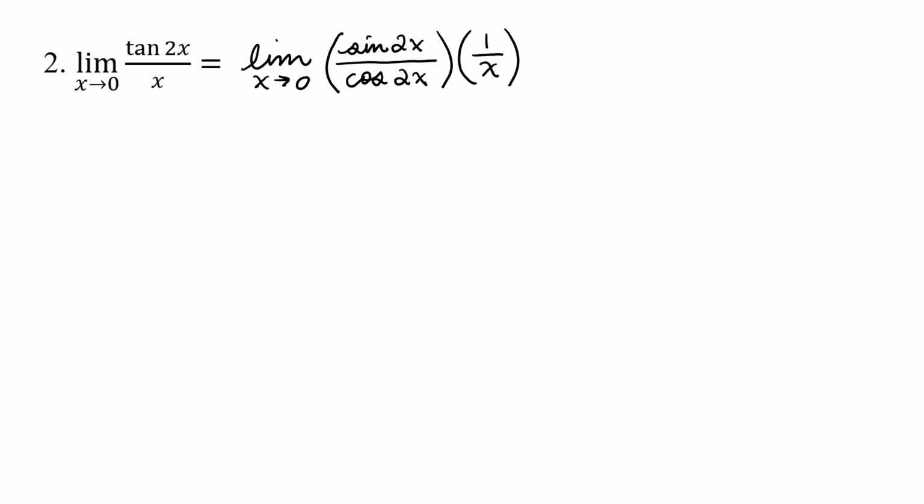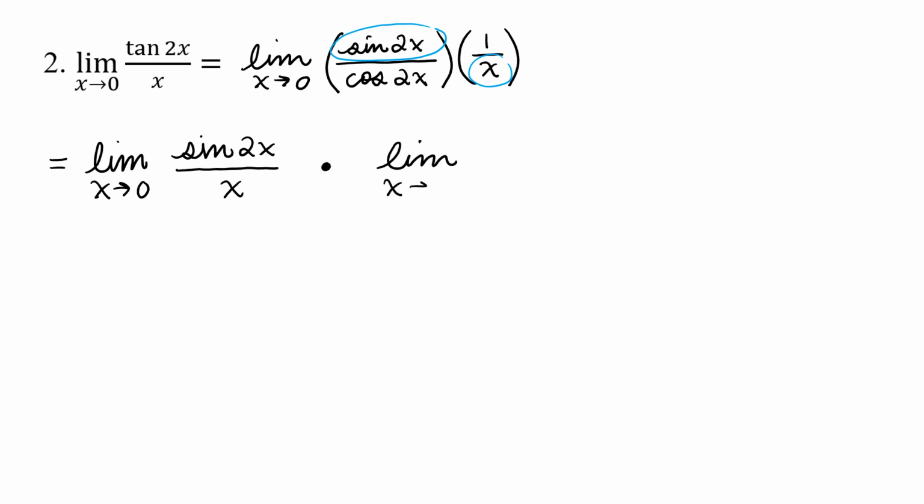And now we want to split up our trig functions so that we can try to figure out which of these known limits will be useful. I'm going to pair this x with this sine of 2x because one of those known limits has sort of like a sine of x over x. So this is equal to the limit as x approaches 0 of sine of 2x over x times the limit as x approaches 0 of 1 over cosine of 2x. So I just use limit laws to split up the products of these functions.